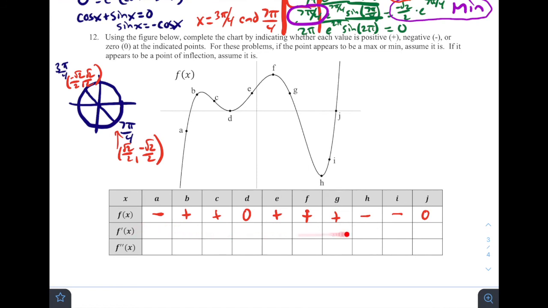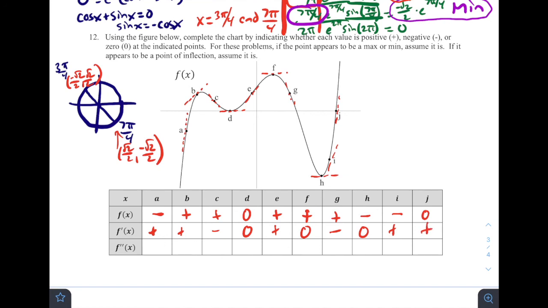For the first derivative, I need to look at the slope of the tangent line. So at A, if I draw a tangent line, that slope is positive. If I draw a slope at B, that slope is positive. At C, that slope is negative. At D, that has a slope of 0. At E, it has a positive slope. F has a 0 slope. G has a negative slope. H has a 0 slope. I has a positive slope. And J has a very positive slope.